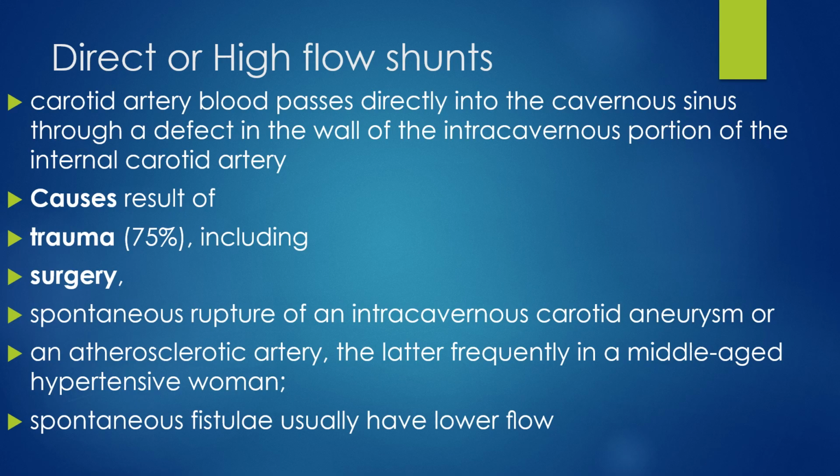The direct or high flow shunts. The carotid artery blood passes directly into the cavernous sinus through a defect in the wall of the intracavernous portion of the internal carotid artery. It occurs as the result of trauma in 75%, head injury including surgery, or spontaneous rupture of an intracavernous carotid aneurysm or an atherosclerotic artery, the latter frequently in middle-aged hypertensive women. Spontaneous fistulae usually have a lower flow.